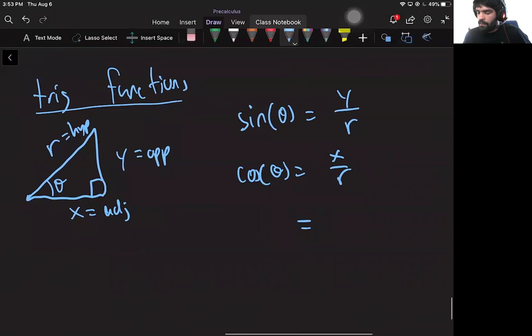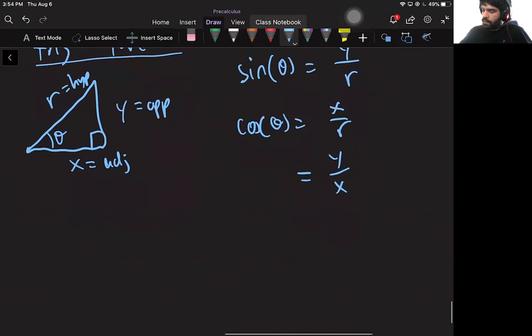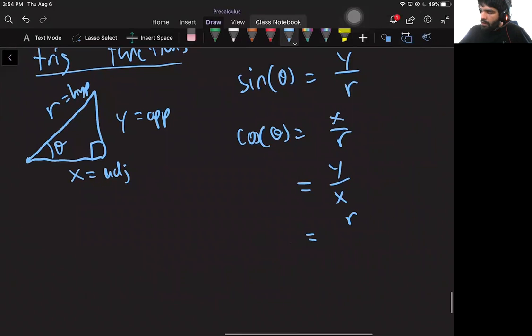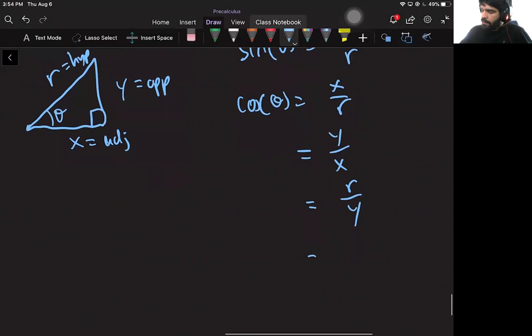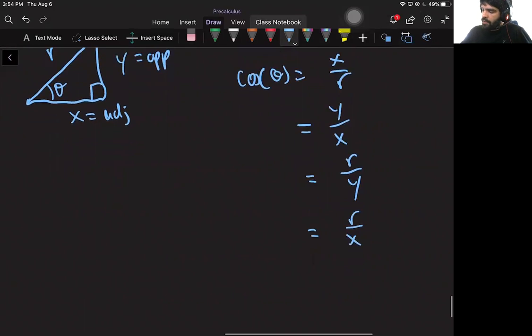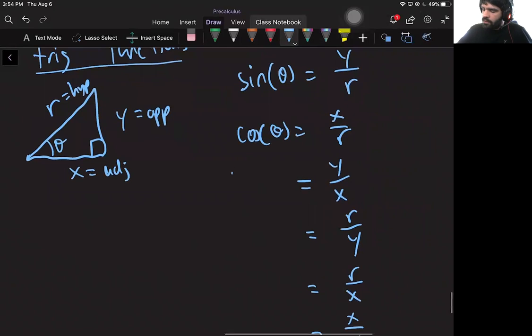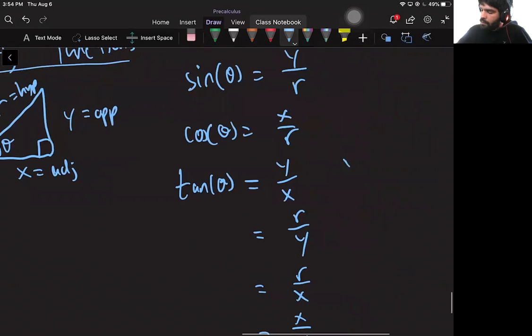So what else can I do? I could do my y divided by my x, and then I can flip all these 3 over. So I could do my r over my y, I can do my r over my x, and then I could do my x over my y. And so people often get these names all mixed up, but we'll try our best. So the first one I know for sure is called tangent of theta.